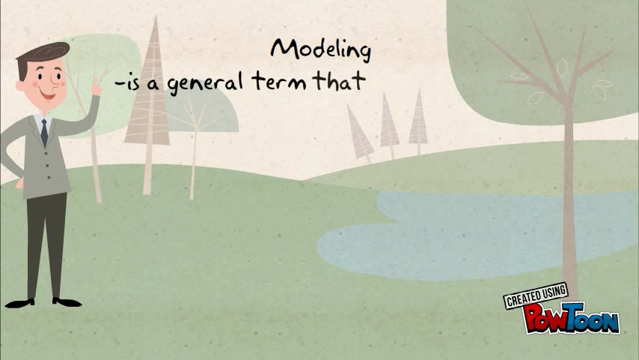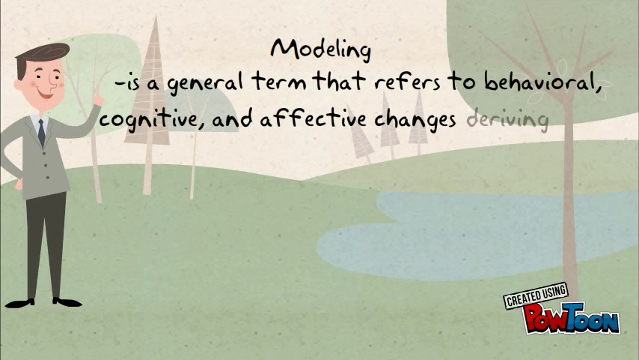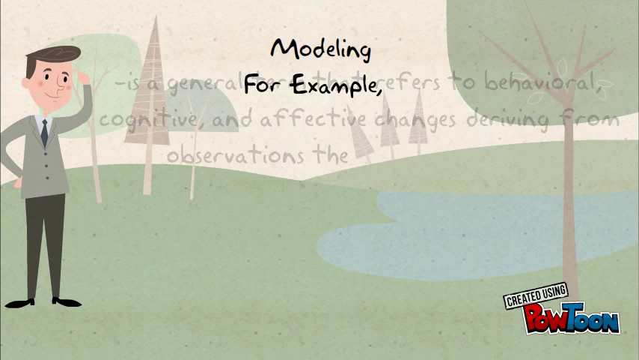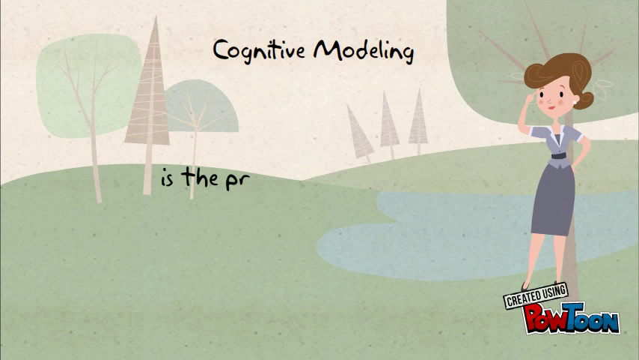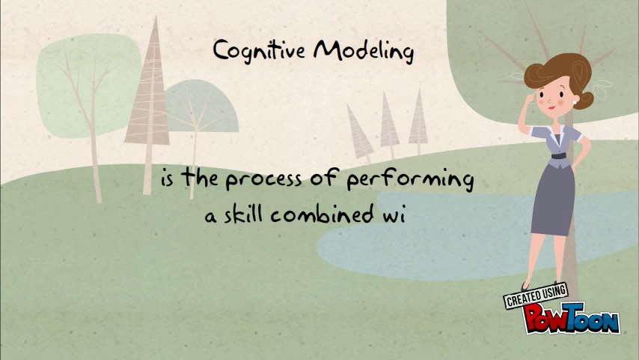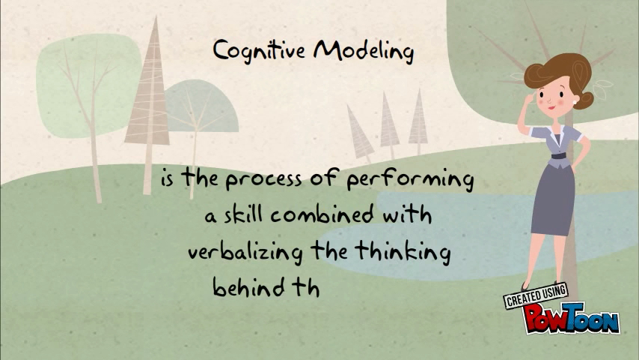An example of modeling is that Tim observed that Susan was successful in her approach in studying for exams, so he copied her behavior. Cognitive modeling is a process of performing a skill combined with verbalizing the thinking behind the actions.